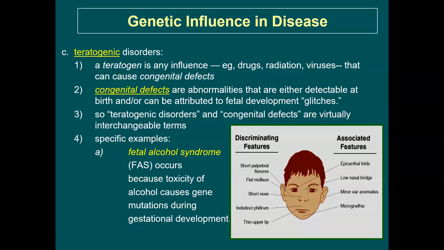Teratogenic disorders are congenital defects, and these are not genetically inherited. In other words, the disorder occurs because of exposure to certain things, drugs, radiation, viruses, that cause a developmental glitch, but it's not going to be inherited in future generations. Now, there are some specific examples of teratogenic disorders, and one of those is fetal alcohol syndrome. Again, alcohol is considered a drug, and there are certain amounts of alcohol that can become toxic to a developing fetus.